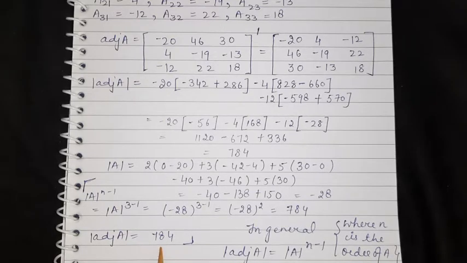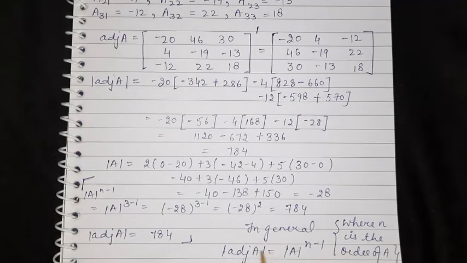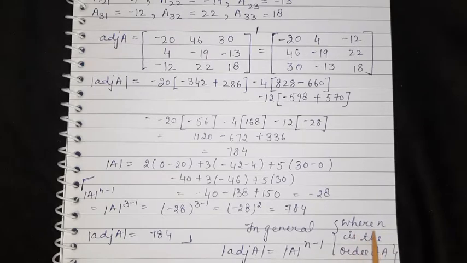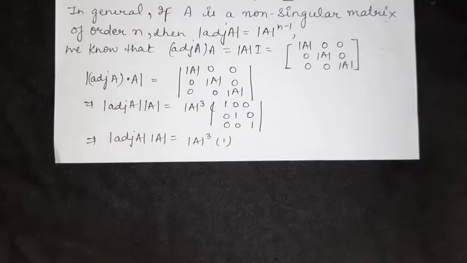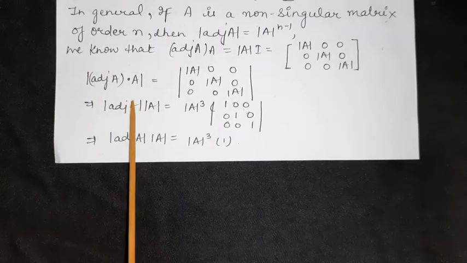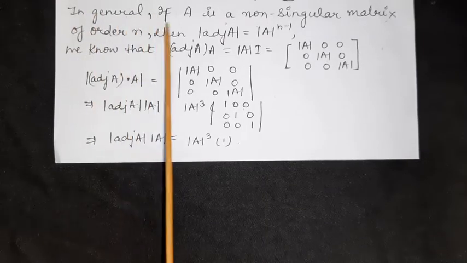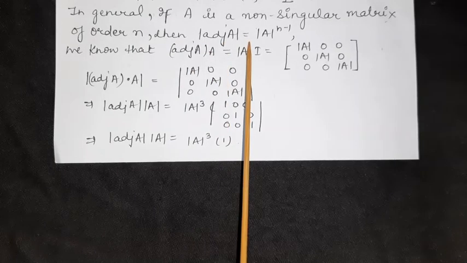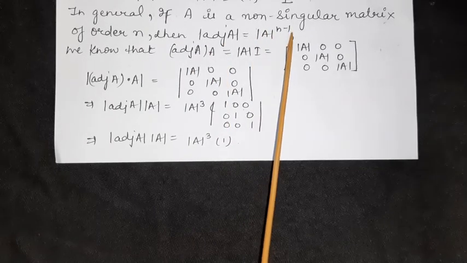So in general, what we have seen is that the determinant of adjoint A is nothing but the determinant of A raised to the power n minus 1. This is also a very important result. The determinant of adjoint A is the determinant of A raised to the power n minus 1, where n is the order of A, and we have also verified this result here. Now let's see the general proof also. In general, if A is a non-singular matrix of order n, then the determinant of adjoint A is the determinant of A raised to the power n minus 1.